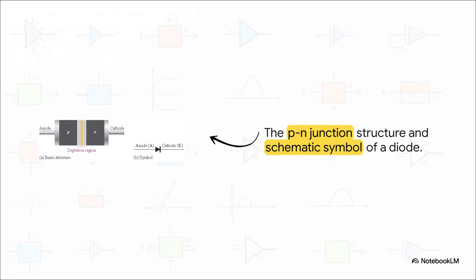Physically, this valve is made of two halves. We've got a p-doped region called the anode and an n-doped region called the cathode, and they're separated by this really vital depletion region right in the middle. Now, when we draw this in a circuit diagram, we use this arrow symbol. It's super intuitive. The arrow points in the direction of conventional current flow, so from anode to cathode, while that vertical line at the tip perfectly symbolizes the blocking action in the reverse direction, like a literal wall.